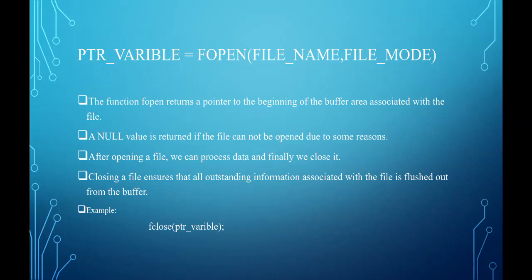If the file opens, we can process the data, and finally we should close it, because the temporary storage, the buffer area we allocated, should be closed, or else if we are using it in the next program, we will face a problem. So we close the file by using the function fclose, bracket, pointer variable.